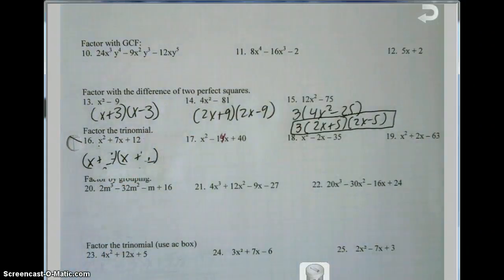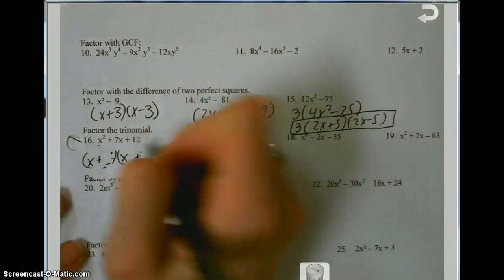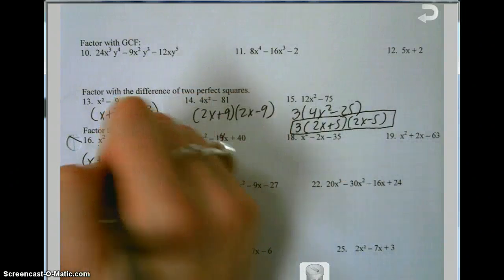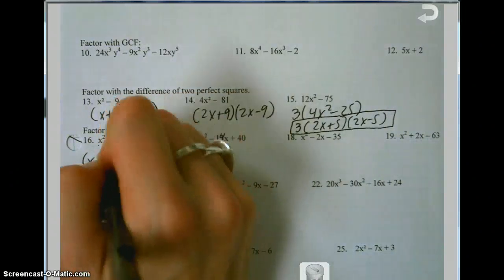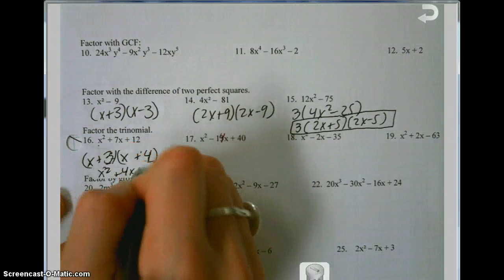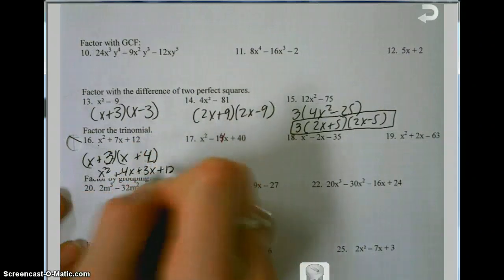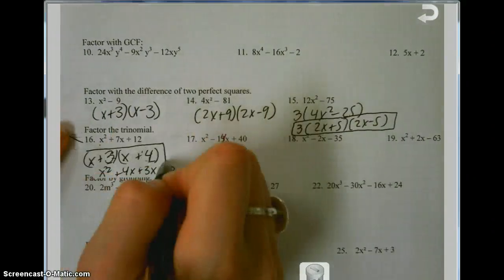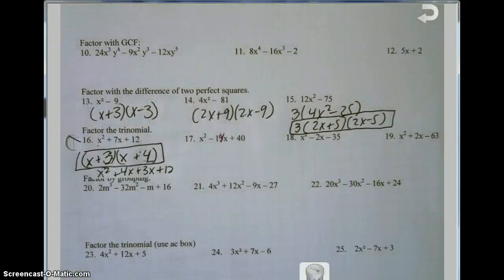What could we put here for our second terms of each of these binomials that would give us the 7? Okay, and so we look at this, we say, well, let's try 3 and 4. Okay, so now if you FOIL this out, you get x squared plus 4x plus 3x and then plus 12. Notice that does equal x squared plus 7x plus 12. So that would be great. So the answer to this problem would be these two binomials, factoring that trinomial into those two binomials.